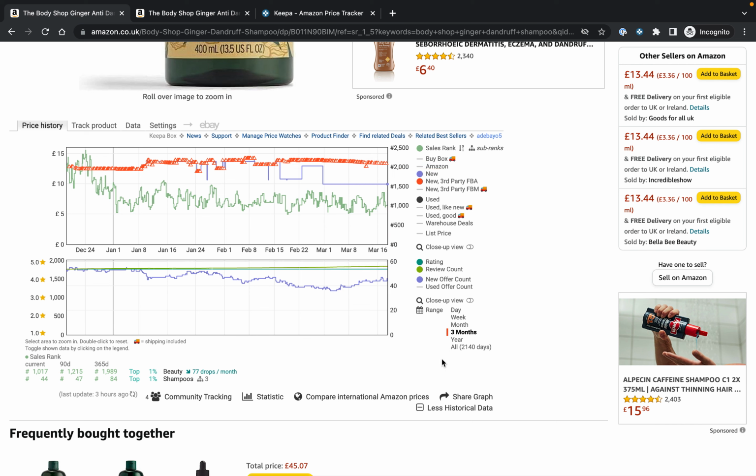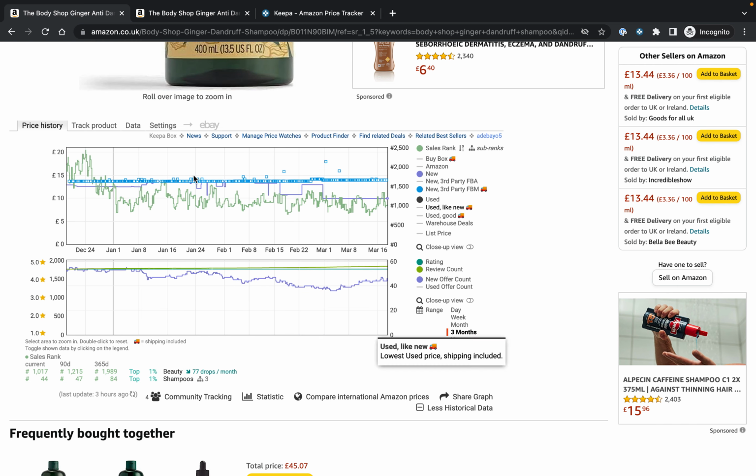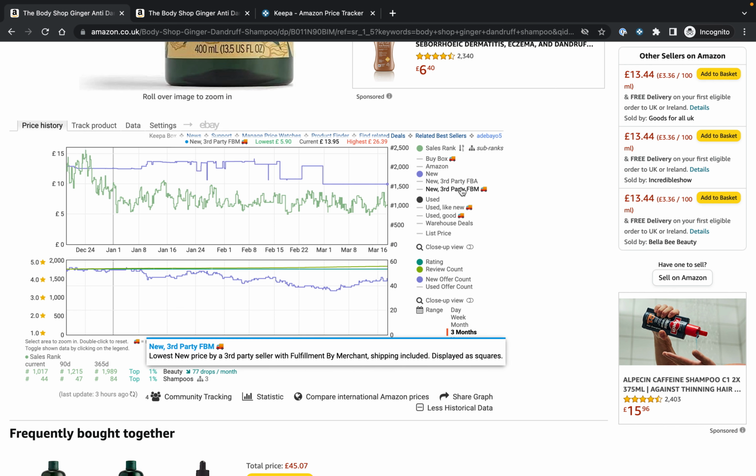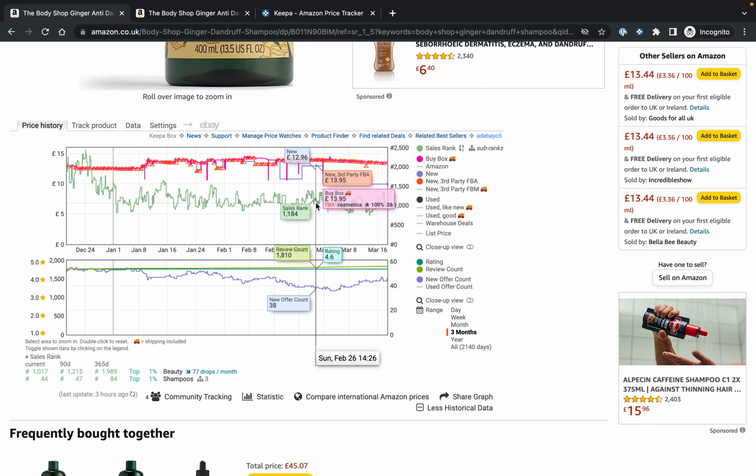So you can see the FBA price and also the FBM price. I'm going to remove the FBA price. You can see the FBM price. However, something that's even more valuable is seeing what the buy box price is. And this will help you know, okay, what price is it realistically being bought for? While you might be able to see the FBA price, sometimes it varies. Sometimes it's quite different.